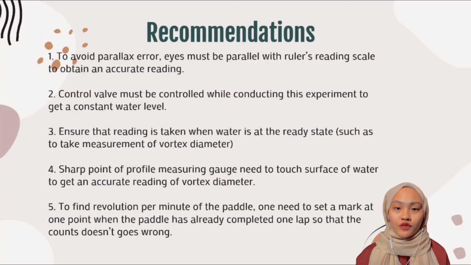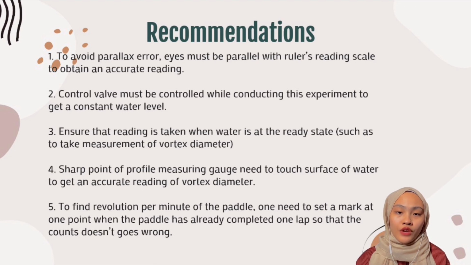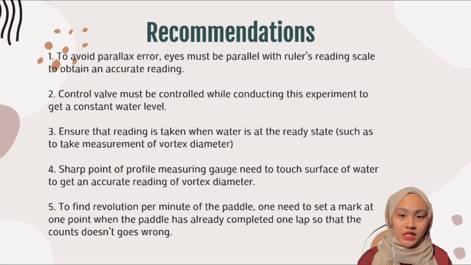Next is the recommendation for this experiment. There are a few recommendations, such as the most important thing is eyes must be parallel with ruler's reading scale so as to avoid parallax error. This is to ensure that accurate reading can be obtained. Next, constant water level is very important too because different water level may give different results. So, control valve must be controlled while conducting this experiment. For example, in experiment 2, before taking measurement using needle, make sure that the water level is constant.